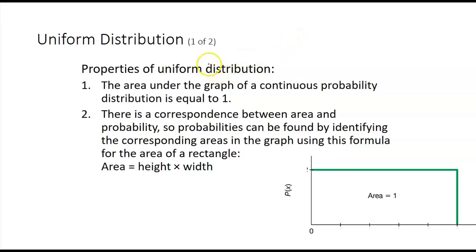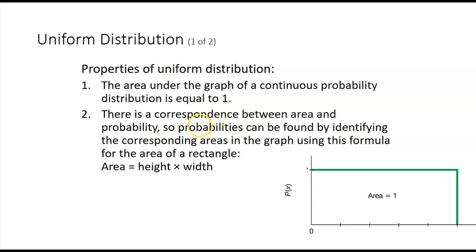Some of the properties for uniform distributions: the area under the graph of a continuous probability distribution is always equal to 1. That's true for uniform distributions and for normal distributions. So this total area enclosed by the rectangle is always going to be 1 on our problems.